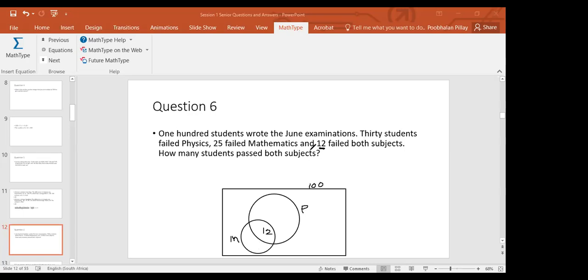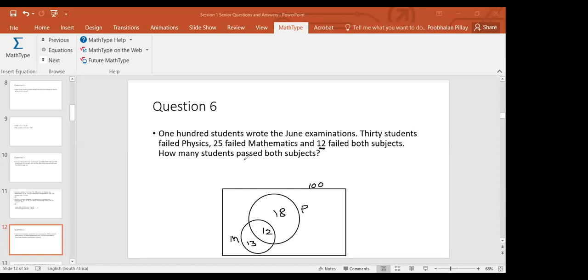Because now you can say there were 30 students who failed physics altogether, and 12 of them are here. So 18 would have to be on that side. Likewise, 12 failed mathematics, but 12 failed both. And altogether, there are 25 people who failed mathematics. So there are 13 in that lot. See? So it means that 13 people failed mathematics, but they passed physics because they are outside the physics block. The question here is, how many passed both subjects?